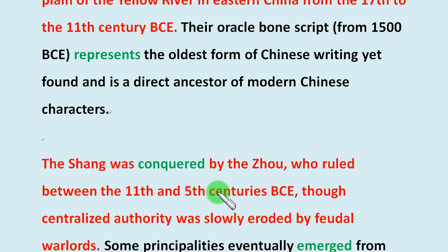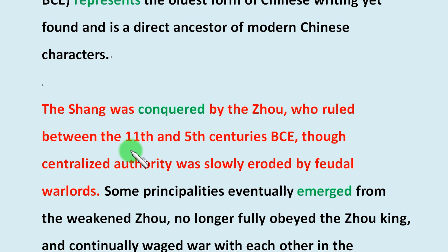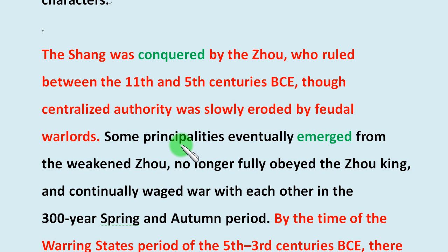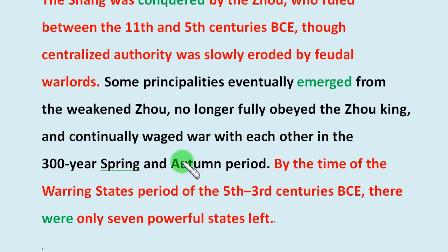The Shang was conquered by the Zhou, who ruled between the 11th and 5th centuries BCE. Their centralized authority was slowly eroded by feudal warlords. Some principalities eventually emerged from the weakened Zhou, no longer fully obey the Zhou king, and they continually waged war with each other in the 300-year spring and autumn period.